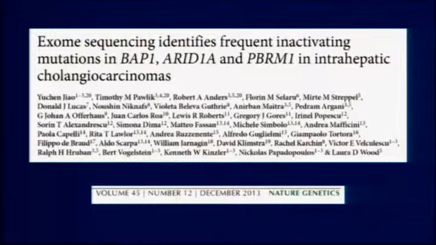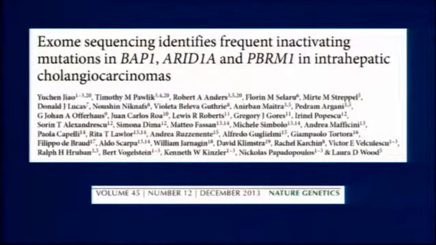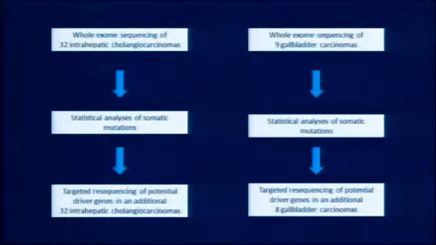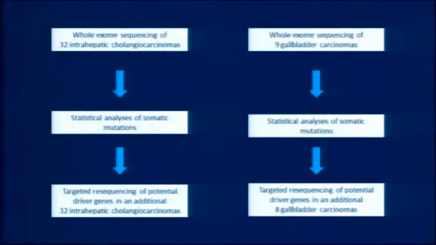in sporadic cholangiocarcinoma, and we identified frequent inactivating mutations in 3 different chromatin remodeling genes. We did whole exome sequencing, so all the protein coding genes in the genome, in 32 intrahepatic cholangiocarcinomas. We did statistical analysis of these somatic mutations, and then targeted resequencing of the potential driver genes in an additional 32 intrahepatic cholangiocarcinomas.